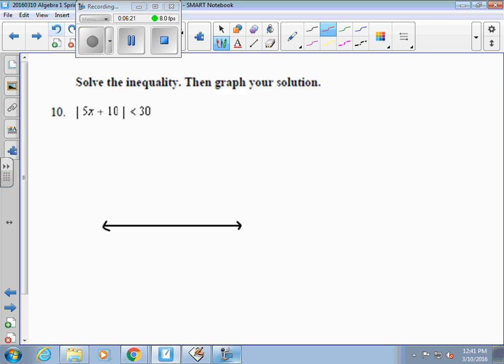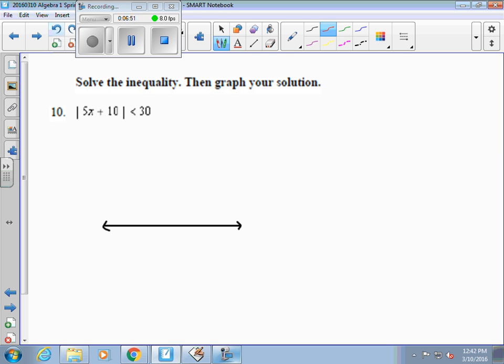Number 10, solve the inequality, then graph your solution. Remember, we have absolute value of 5x plus 10 is less than 30. Less than inequalities. Anytime you're dealing with absolute value, remember, if 0 is in the middle, you're dealing with all of the distances to the left and all of the distances to the right. That's why you have to set it equal to both positive and negative. With inequalities, though, not only do you make it positive and negative, you have to reverse the symbol for the one that you changed to negative.